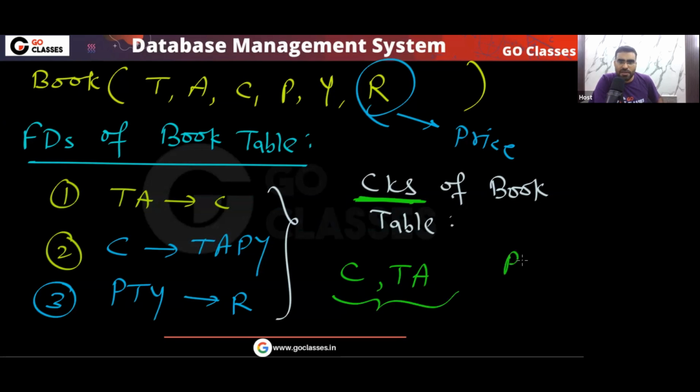A student is saying PTYA. Is this a candidate key? PTYA is not a candidate key because TA is already a candidate key. So PTYA is not a candidate key. These are the candidate keys. Yes or no? Is this clear?